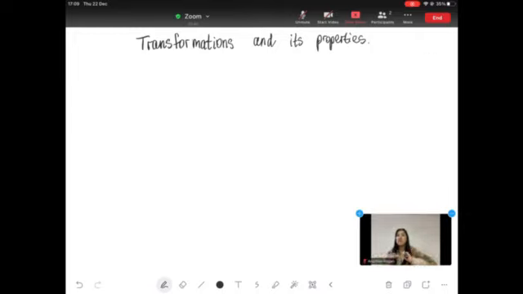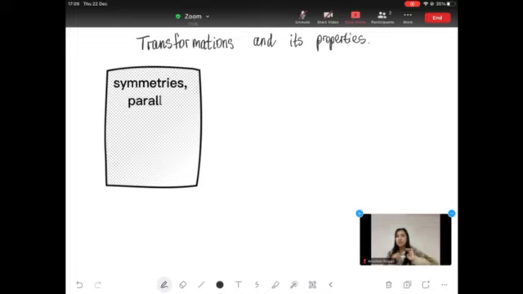What are transformations in math? A function that maps to itself is called the transformation. The pre-image x becomes the image x after the transformation. This transformation can be any or the combination of operations like symmetries, parallel translation, reflection, rotation.